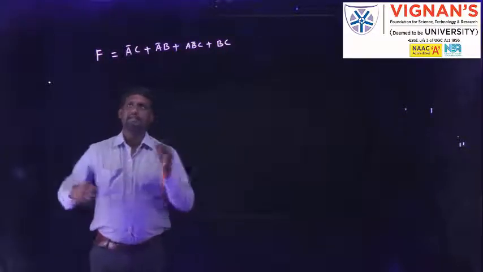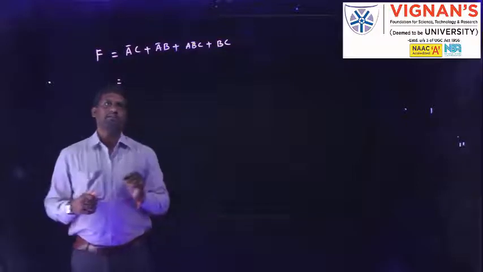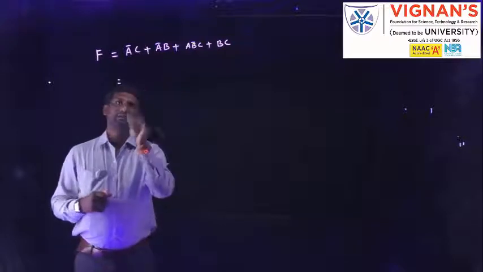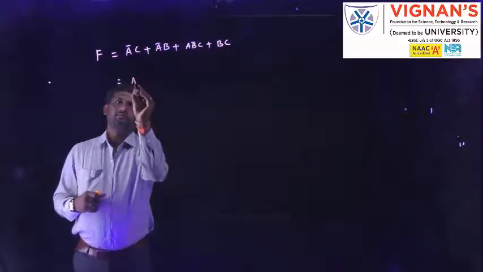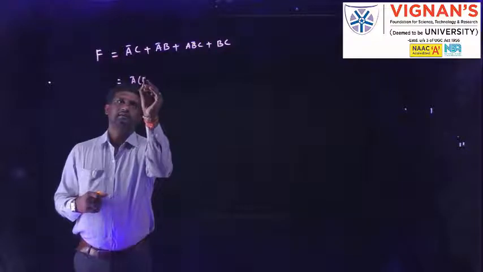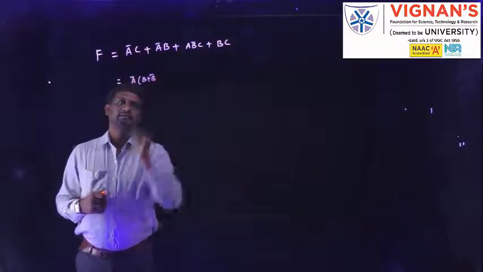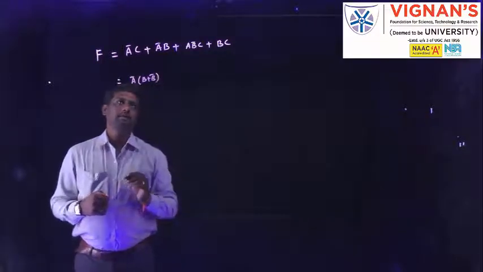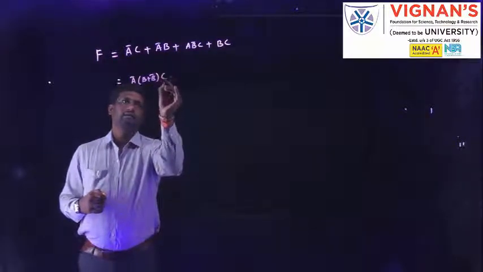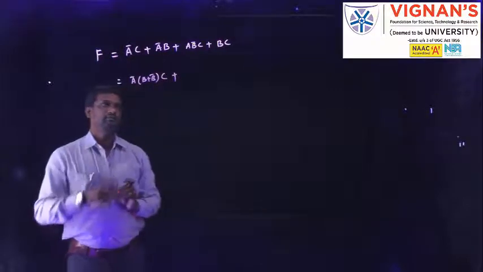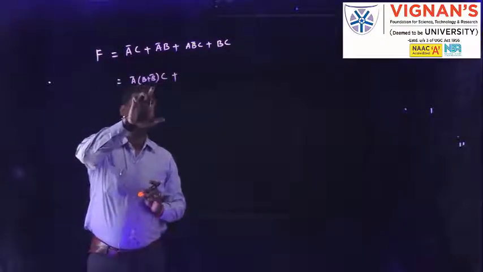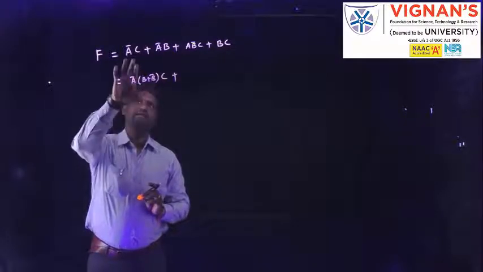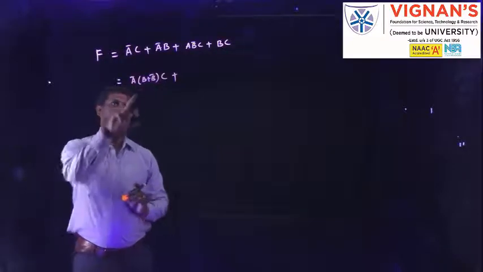Here in the first term, the missing variable is b. That's why, by using the complementation law, I am expressing b plus b bar, because the b variable is missed. b plus b bar is nothing but 1. By multiplying that with the 1, what you are going to get is again a bar c only.